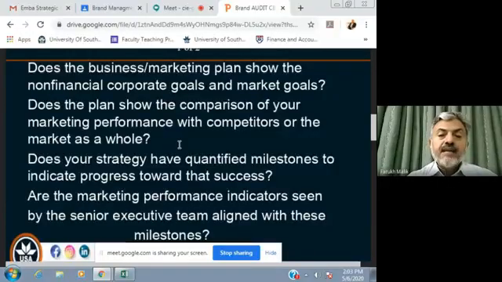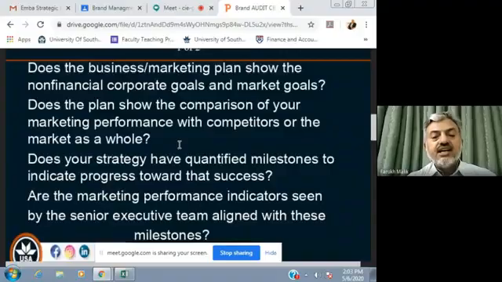Does the plan show the comparison of your marketing performance with competitors and the market as a whole? Because you constantly need to compare yourself with competitors who you think might not be in a position to take away your market share, but they are constantly improving and working on it. And if not today, 2 years down the road, they might be in a position to snatch a sizable market share from you.